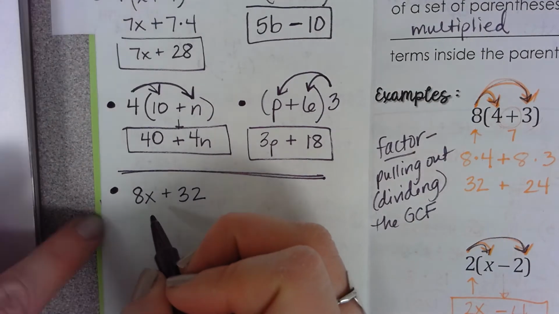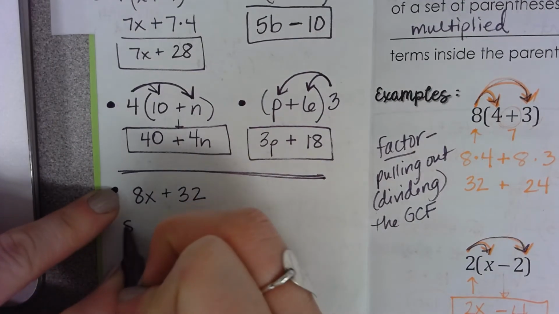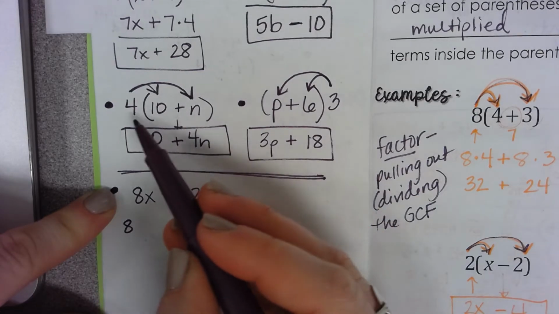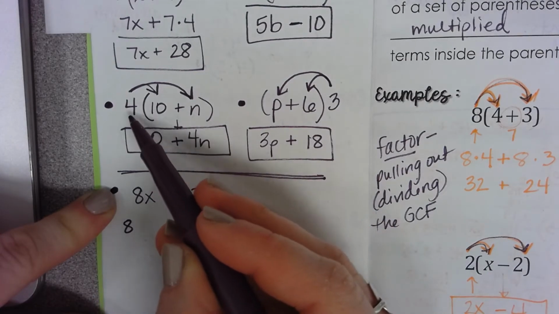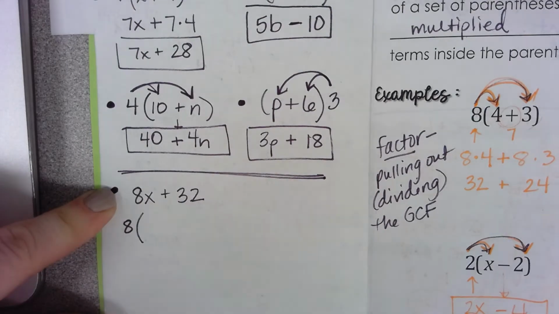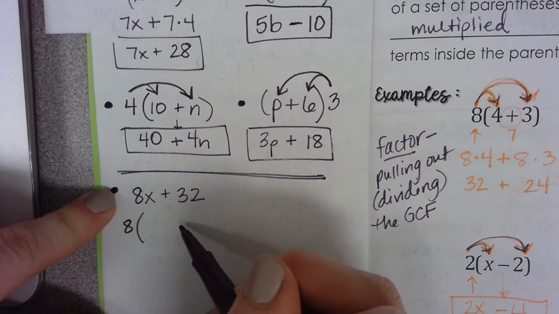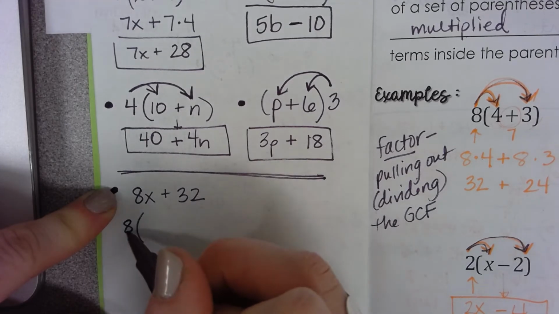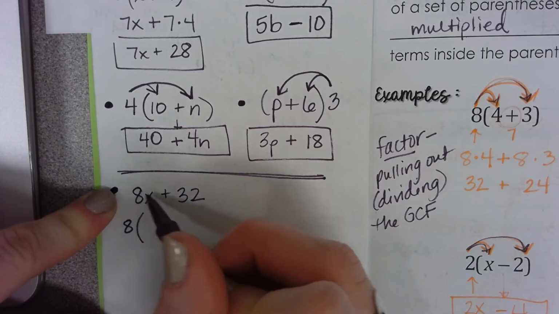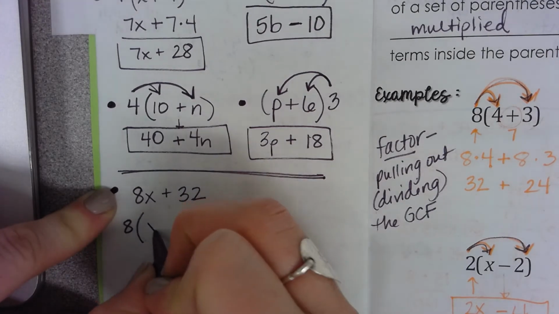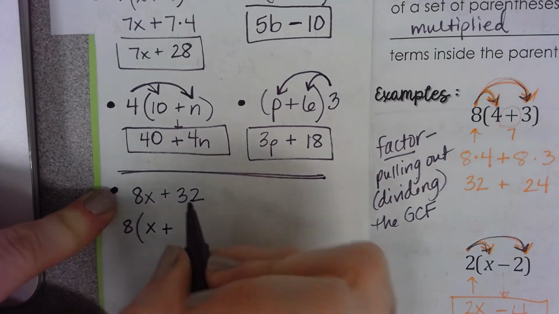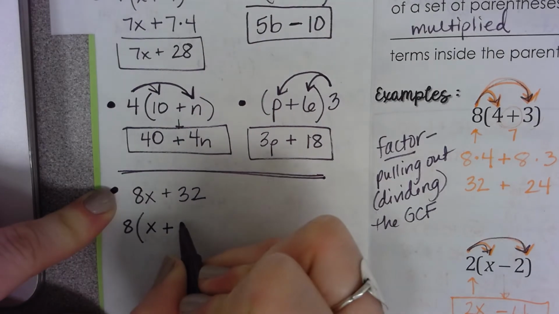And when I divide each one, that means I'm pulling out my GCF, so whatever I can divide each one of these by is now going to become my outside term. So that means it's going to be pulled to the outside of the parentheses. And what's left inside is what I get when I divide 8x and 32 by 8. So if I divide 8x by 8, I'm left with x. My sign stays the same. And when I divide 32 by 8, I get 4.